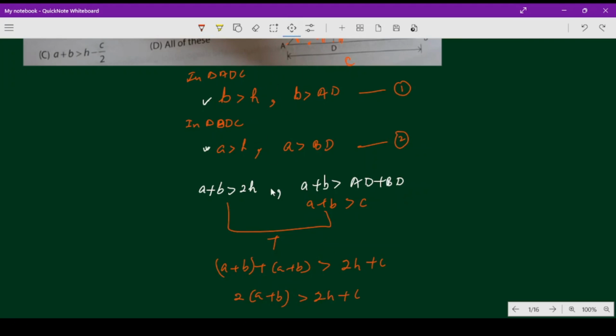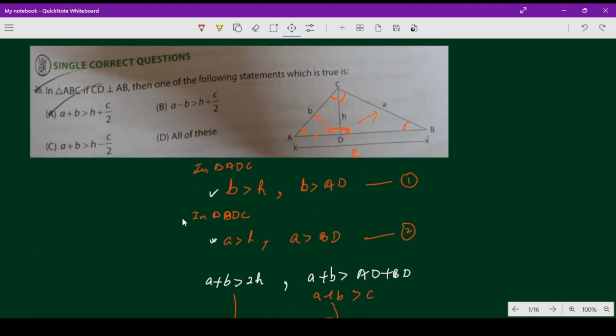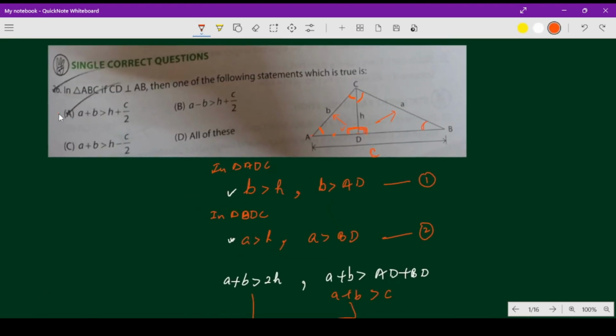Now if we are dividing both sides of this inequality by 2, as the number 2 is positive, there won't be any change in the inequality sign, and we'll get this result as A plus B is bigger than 2H over 2 plus C over 2. So that will give us A plus B is greater than H plus C over 2, as the 2 cancels. So this is given in option number A. So the answer for this question is option A.